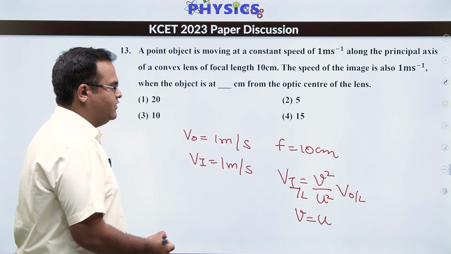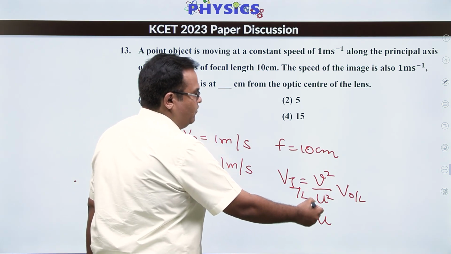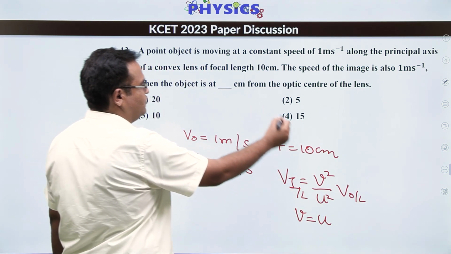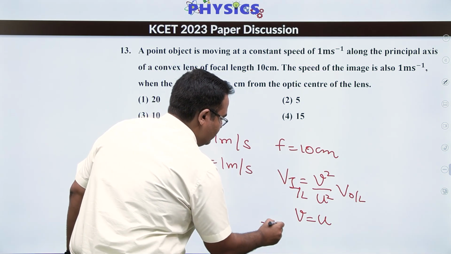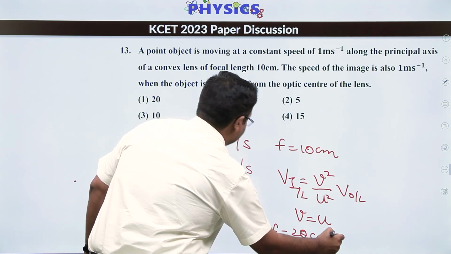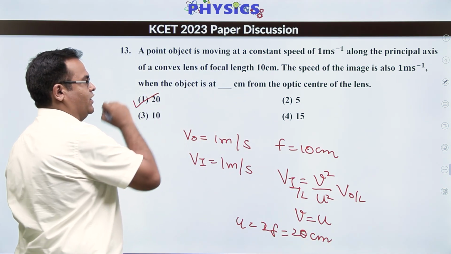Now we all know that when is v equal to u? For a lens it is when u is 2f. So therefore object should be at 2f, which is 20 centimeter from the lens. So answer should be 1.